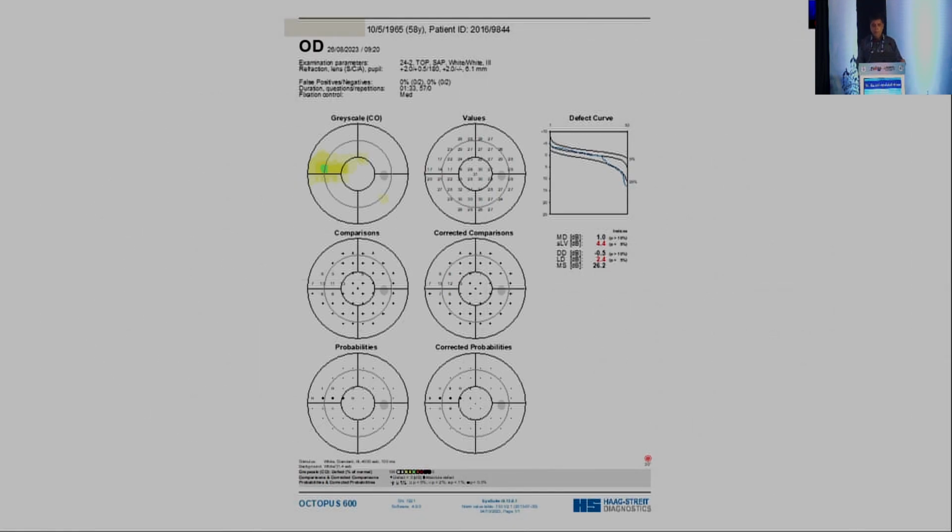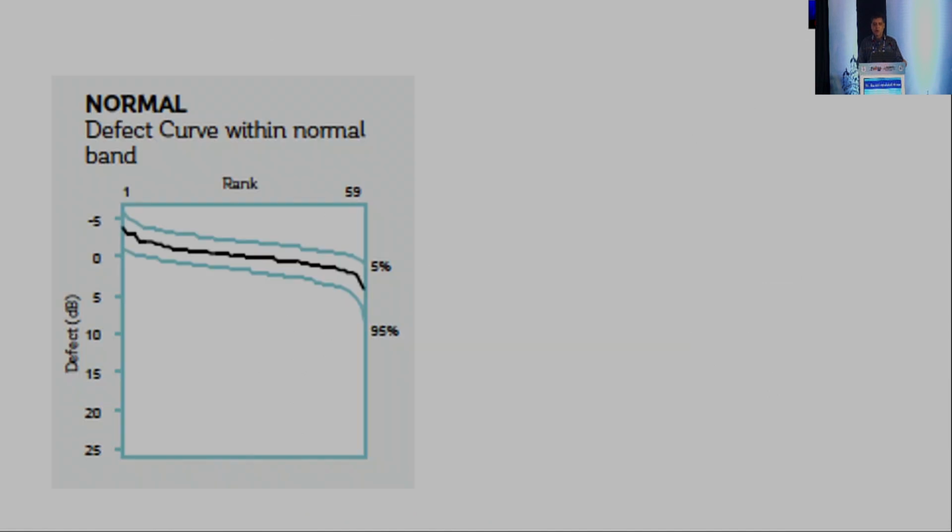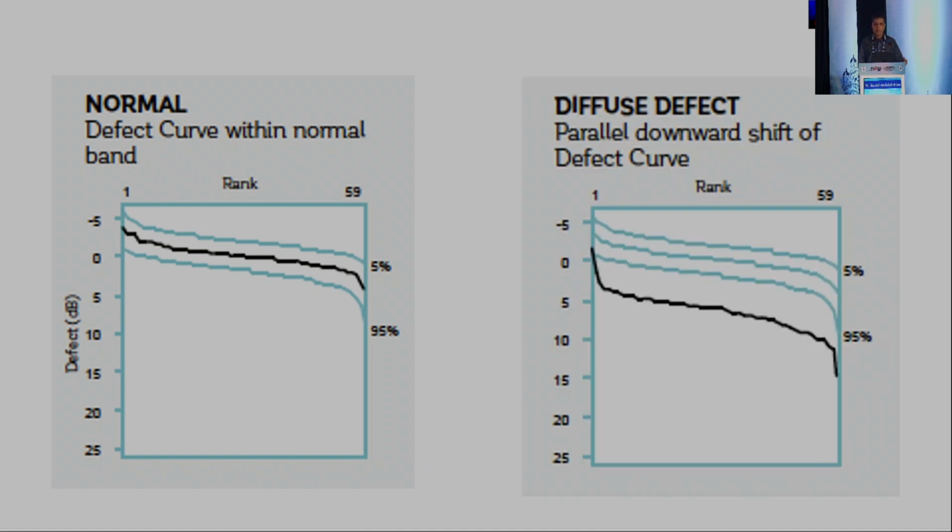But what is unique to the Octopus representation is something called a defect curve. I'm not going into the technical details of how this is plotted, but a normal defect curve will lie between those two parallel lines as shown in the figure. And if the patient has a diffuse defect, the curve will shift downwards in a parallel manner.